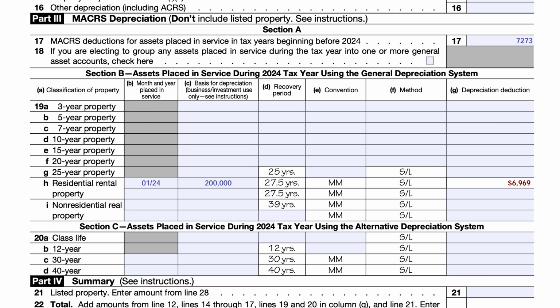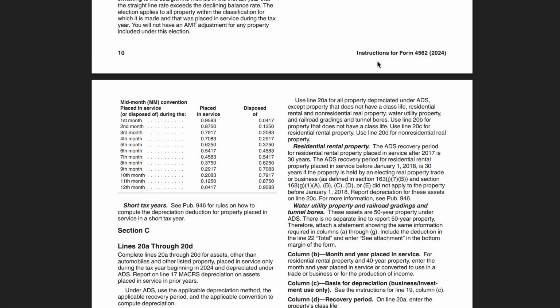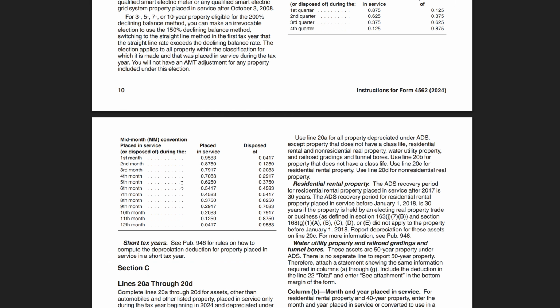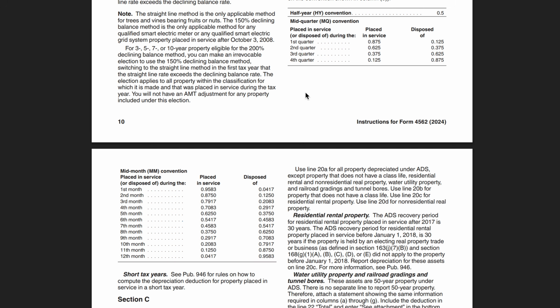So first, if you're using tax software, that's going to provide the calculation. But there are tables that apply to this situation, and I will pull up a copy of the tables from the form instructions. So there's the table for half-year convention. This is the table for mid-quarter convention. And then this is the table for mid-month convention. You notice that for both of these conventions, there is a column for when it was placed into service, and then a column for when it was disposed of.